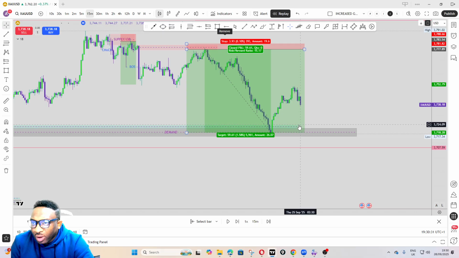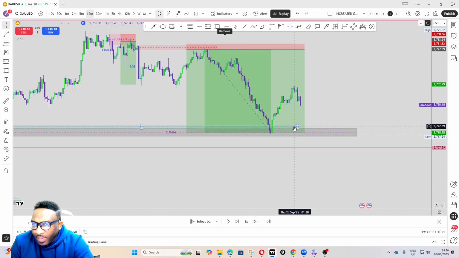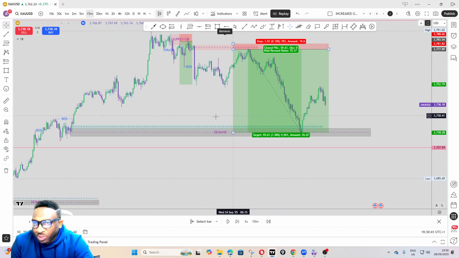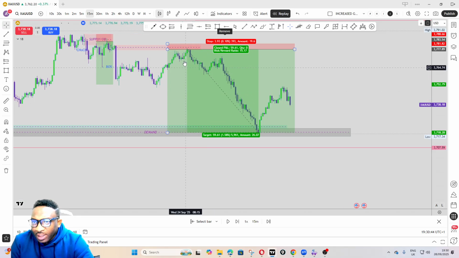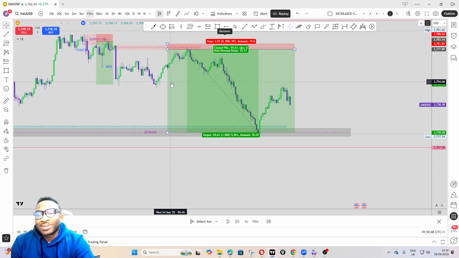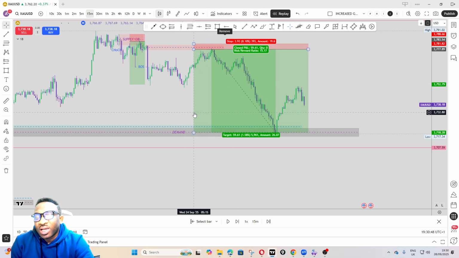So on this trade, we got filled up to this point on. So that is how we could take advantage of reversals in the market.